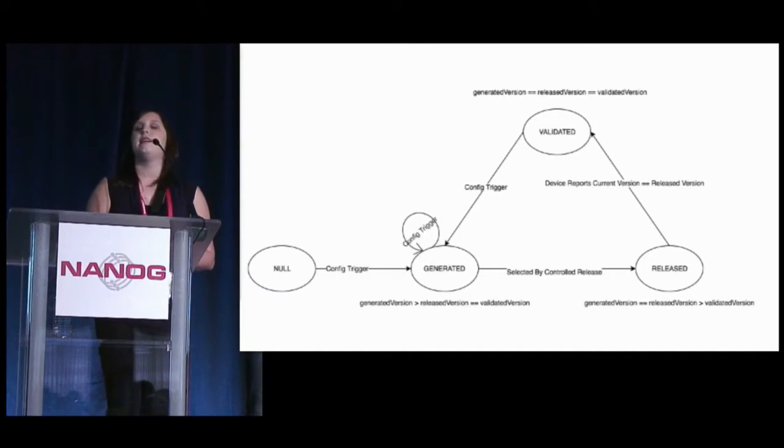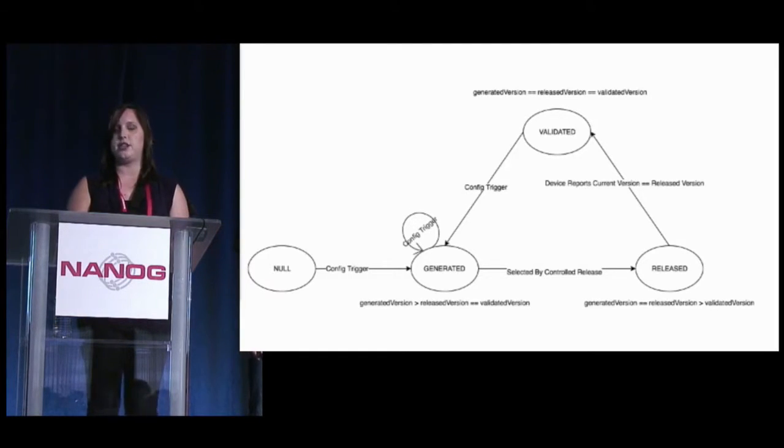To get from generated to released, that's where that control mechanism comes in, and I'm going to cover that in depth in the coming slides. But once we are in the release state, the controlled release process increments that released version, so it now matches the generated version. And we are safe to write that config to disk to be served up by HTTP. So in the release state, we pull in all of those that have the matching generated and released versions, and we simply write them to disk.